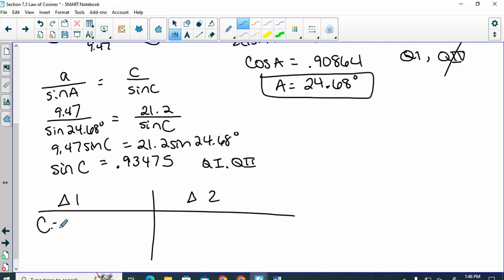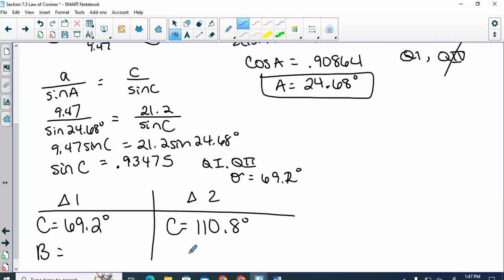Alright, let's see if both of these are really a possibility. So if you do your reference angle, sine inverse, we get 69.2 degrees. So then we could find angle B in either of these by doing 180 minus the angles we have.